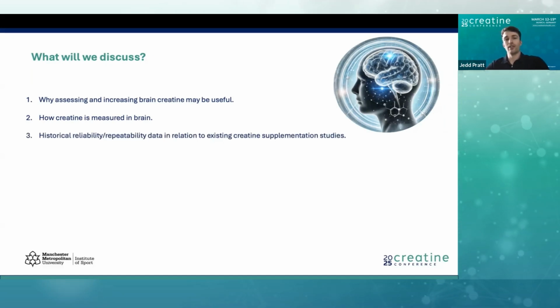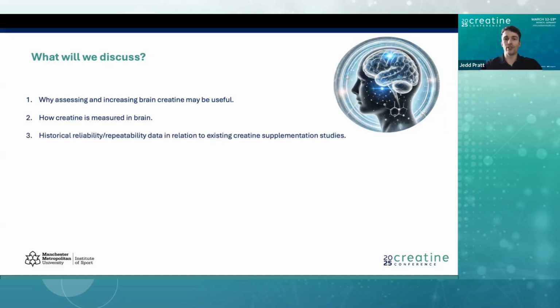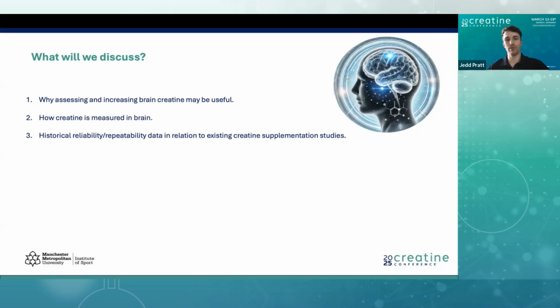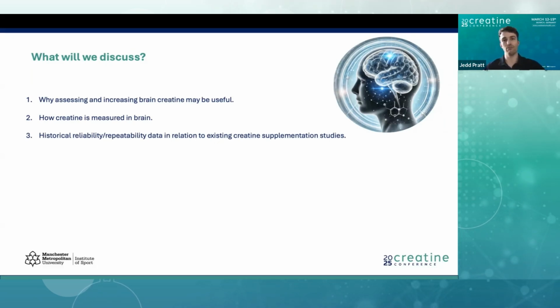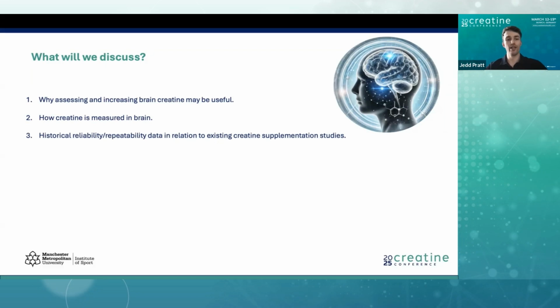I also wanted to bring your attention to some of the existing reliability and repeatability data on brain creatine assessment. And we'll speak a bit about this in the context of existing creatine supplementation studies that have sought to change and manipulate brain creatine concentrations through oral supplementation.